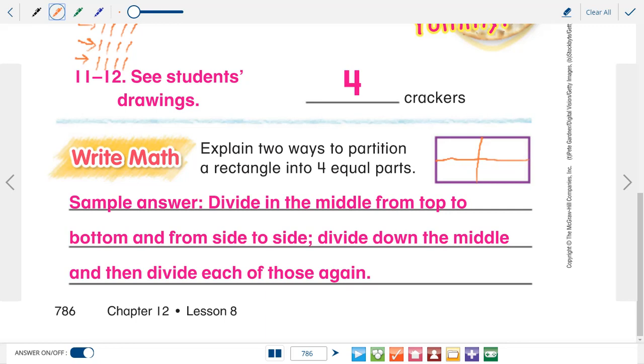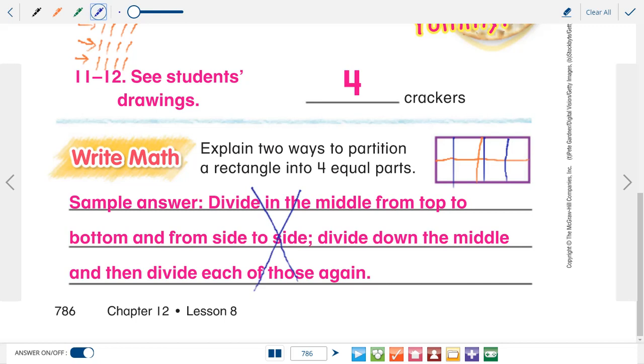Now we can divide down the middle and then divide each of those again. So I'm going to use a blue color now. We can do this and then 1, 2, and we're going to have also 4 equal parts. So we have 2 different ways. Both of them will give us 4 parts. So I want you to use both of the ways here with two different colors. If you want, you can skip writing this, okay? But show me that you draw two different ways of this.